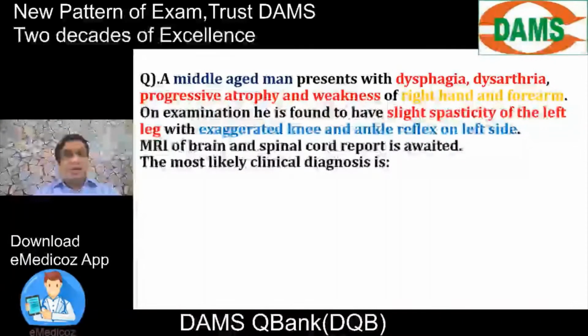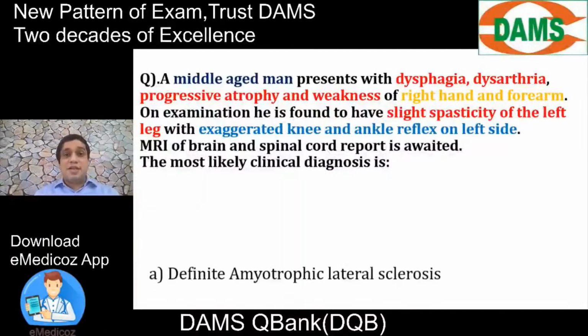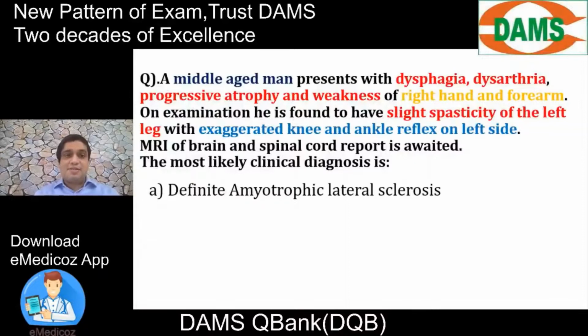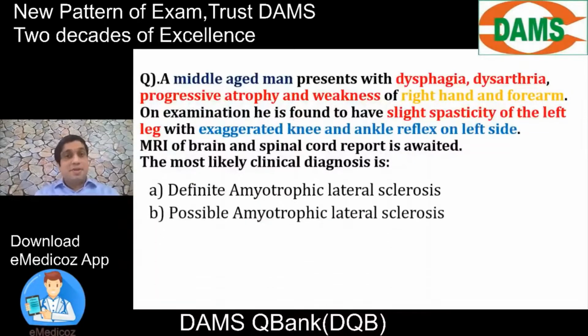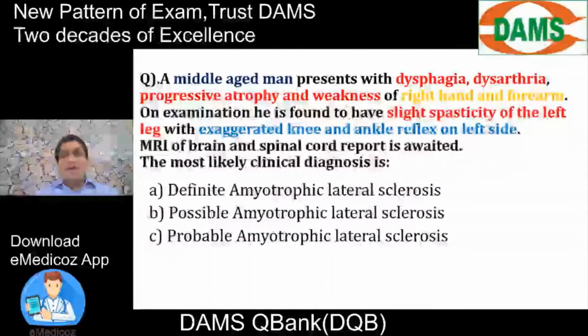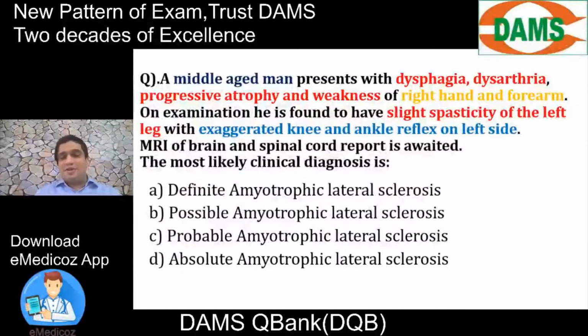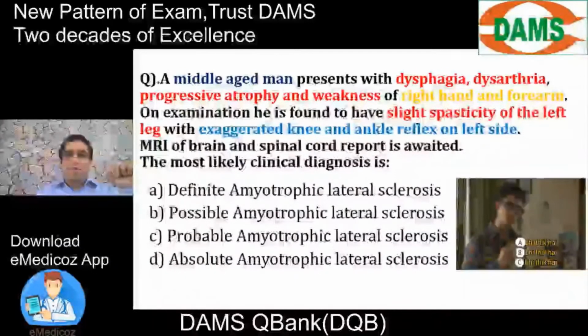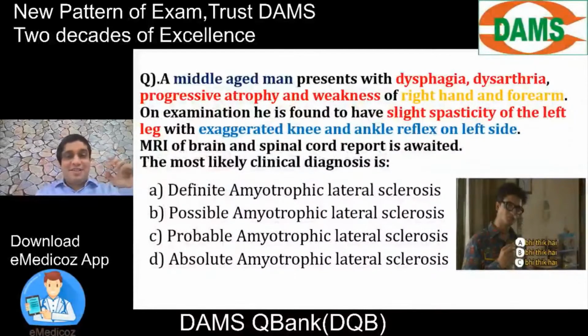Now the question read here is this: the most likely clinical diagnosis in the case is a definite ALS, possible ALS, probable ALS, or an absolute ALS. Oh my god. I knew that it is ALS, but is it definite, possible, probable? This one is right, that one is right, C is also right. So let's see what is right in this question.